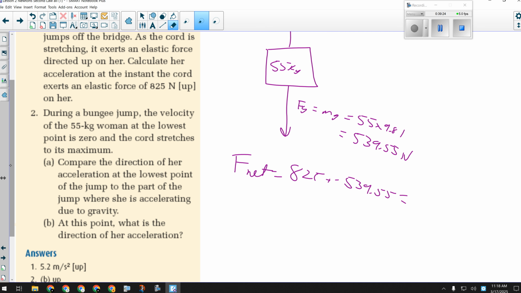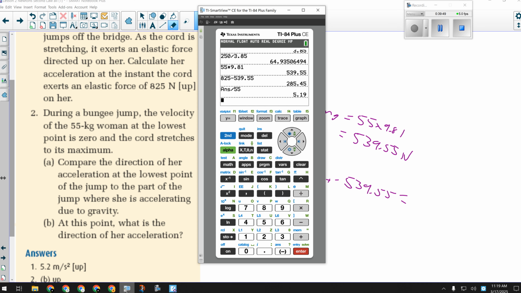So compare the direction of her acceleration at the lowest point. Which way is she accelerating at the lowest point? We just said the cord is being stretched, stretched, stretched, and it's slowing you down. If it's slowing you down, which way are you accelerating? Up. That's what you want. That's what we just calculated. Her acceleration was 5.19 meters per second squared, up.